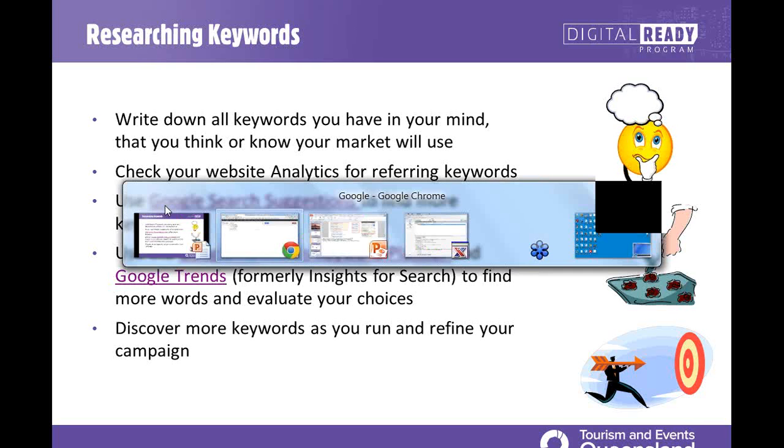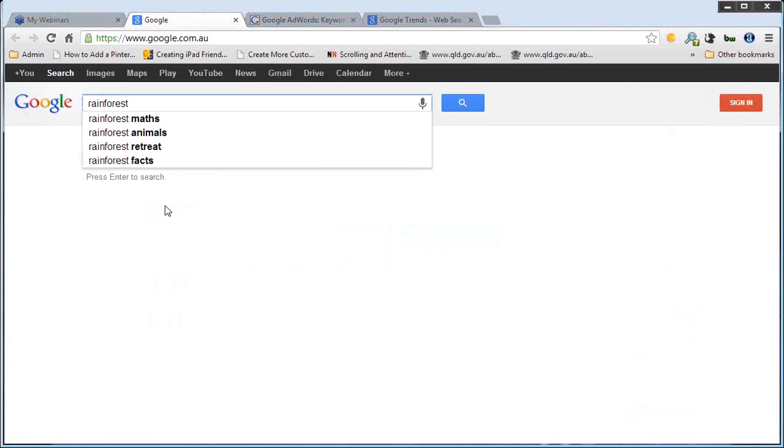Google Search Suggestions, first of all, so I'll just show you that. I've just typed in, say for example, I typed in rain, and immediately you can see Google is starting to suggest terms to me, so rainbow beach, rainbow, rain and horn, rain meter. If I keep going and type what I was planning on typing, I get rainforest, maths, rainforest animals, rainforest retreat. These might or might not be relevant to you.